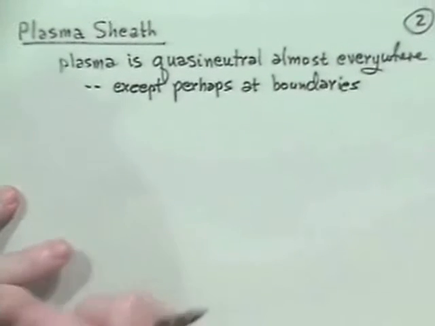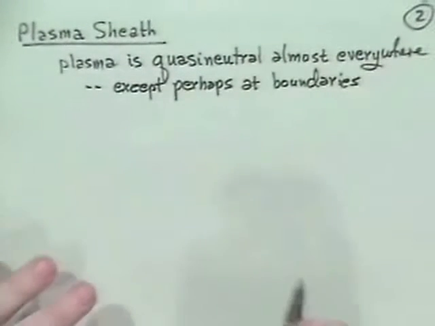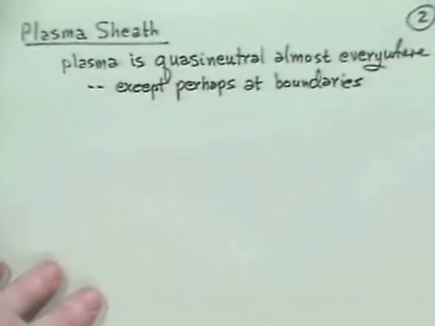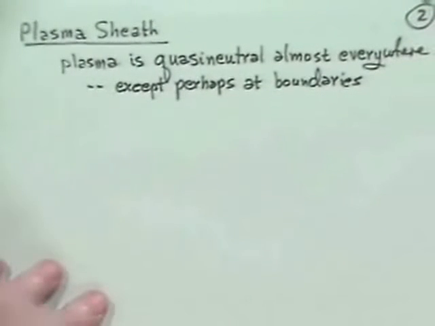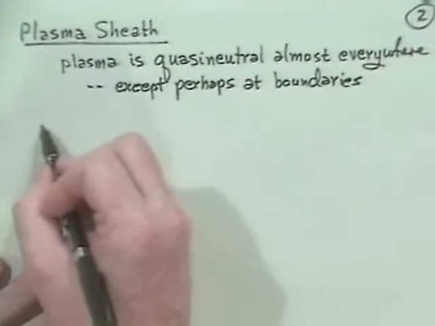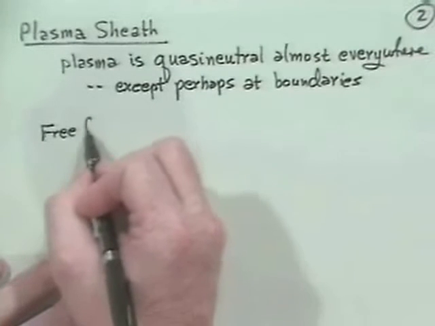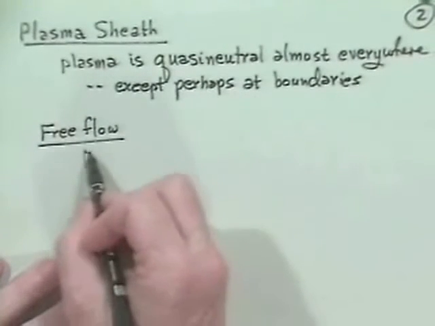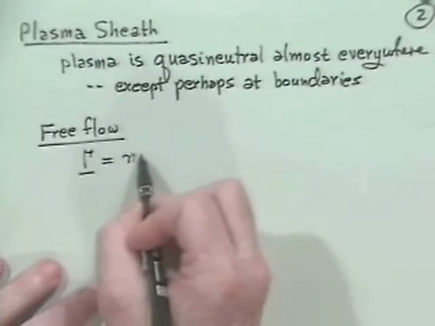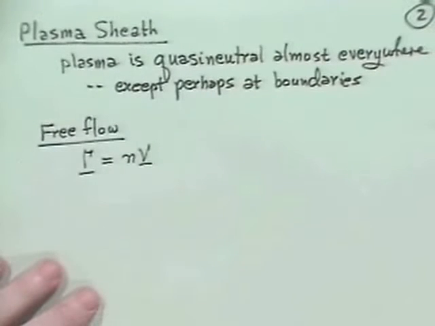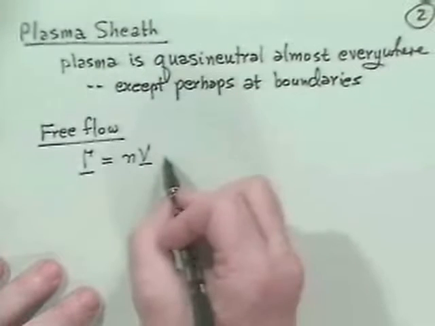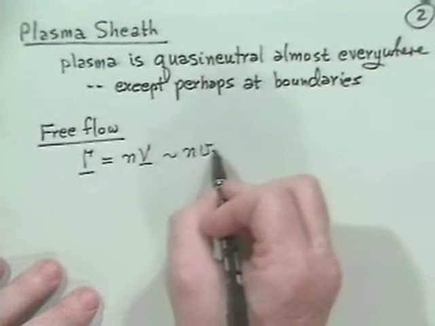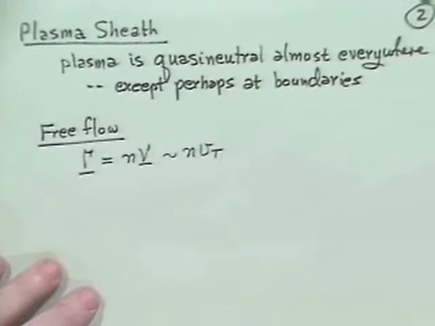Now, let's just imagine we had a plasma here and we had a wall. Let's ask, how fast do the particles get to the wall? So let's say, what are their free flow rates to a wall? We calculated before that a particle flux is nv. And if it's just a random particle flux having to do with random directions and so forth, it's of order the density times the thermal velocity.